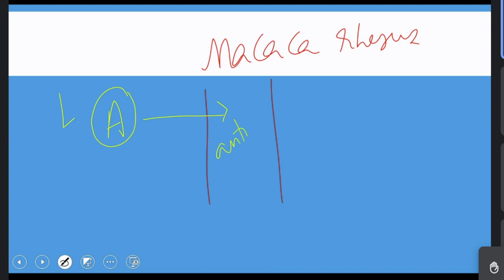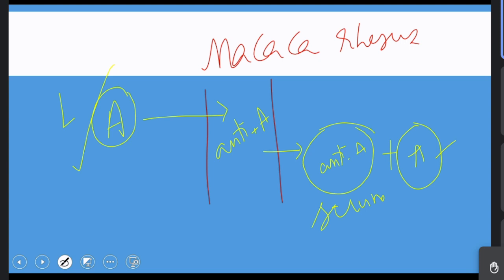And the macaca will produce anti-A antibodies. Okay, it has to produce at any cost. Now this blood is collected and clotted, and serum is collected, and I am thinking that it has anti-A. So in order to see whether it has anti-A or not, what do I have to do? I have to mix it with the same A group blood again. Both were mixed and agglutination has taken place. Then you can say that anti-A antibodies are produced by macaca.